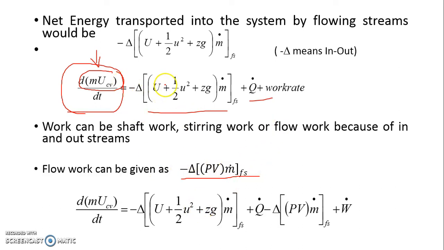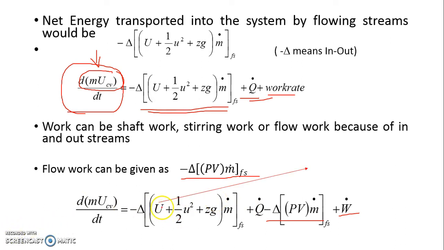So when I substitute that here, in place of Q dot, I write this plus shaft work. So this is shaft work and this is minus delta PV, which is nothing but the flow work. So this equation would be the first term plus Q dot plus work rate bifurcated into two terms, shaft work and flow work. Again the delta refers to in minus out for the given process. So this becomes your generalized energy balance equation.